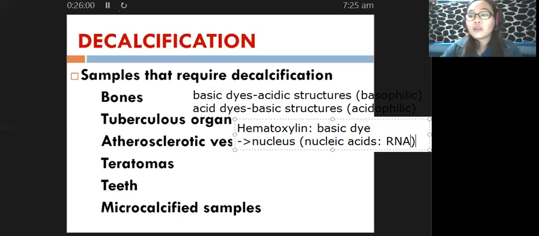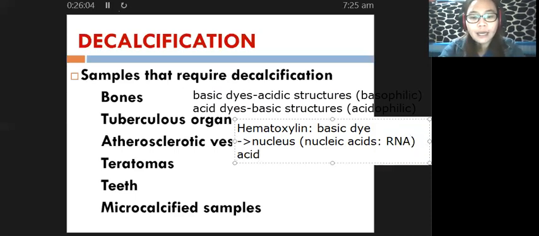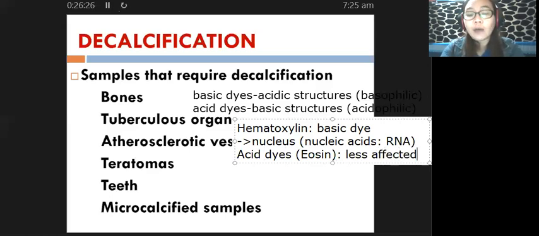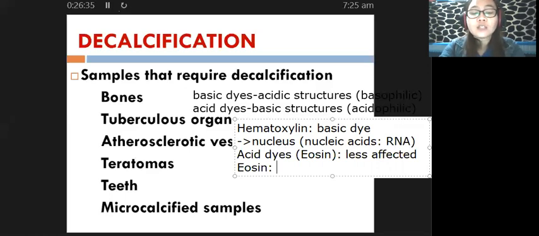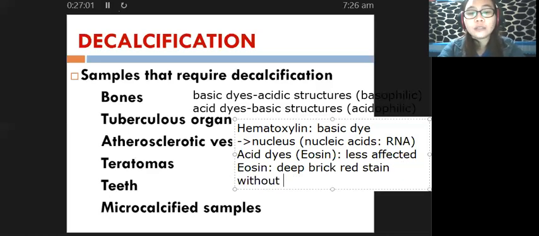Okay? So in contrast, your acidic dyes naman, your acidic dyes, right? So for your acid dyes, okay, particularly in your H&E staining technique, what is the acid dye that is incorporated? It's your eosin. Okay, so your acid dyes, they are less affected by the process of decalcification. However, okay, please take note that if, for example, your acid dyes will likewise be affected, this will lead to a deep brick red stain of your basic structures or of your acidophilic structures, and there will be no differential staining. Okay, deep brick red stain without differentiation.